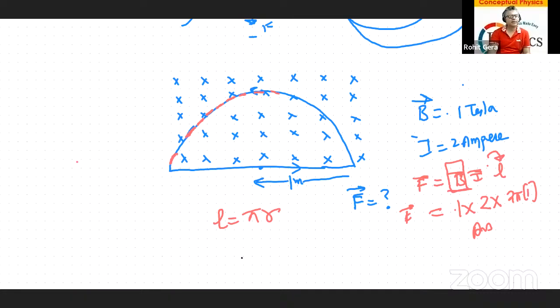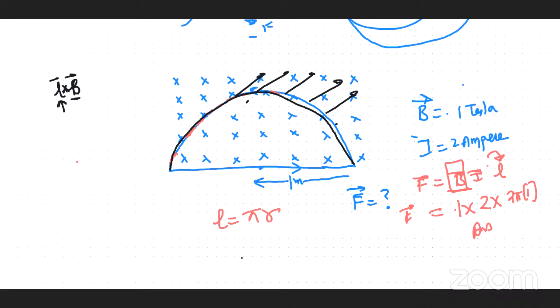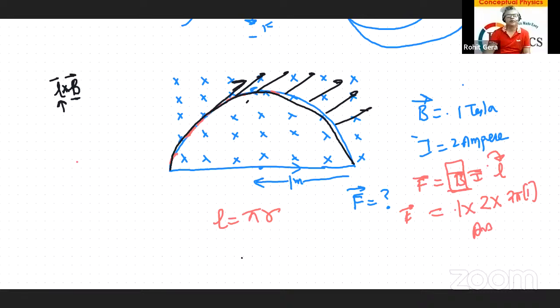So the problem is not the formula, the problem is your thinking. Think from the concept of B, L cross B, where L is the length. What is the angle between the length and B? In this case, any length you take, the B is perpendicular to it. Okay? Got it? That is how you need to think about it.